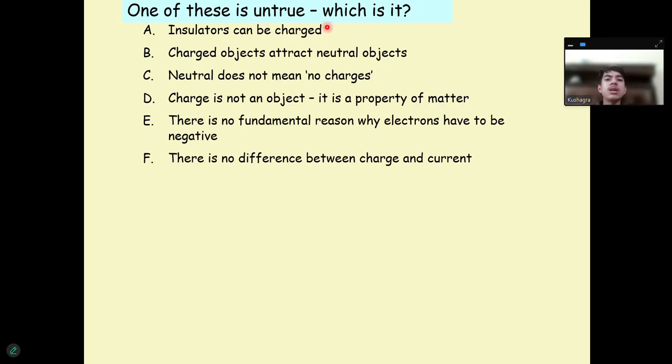So, as you can see, insulators can be charged. Charged objects can attract neutral objects. Neutral does not mean no charges. Charge is not an object; it is a property of matter. There is no fundamental reason why electrons have to be negative. There is no difference between a charge and a current.